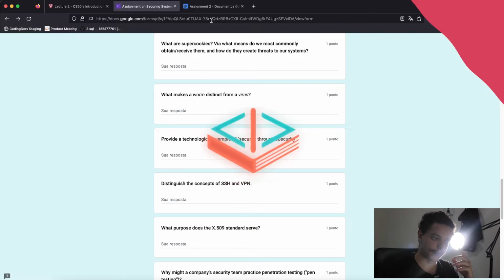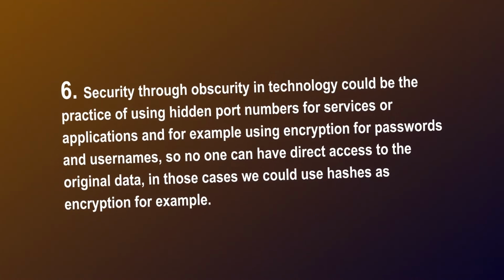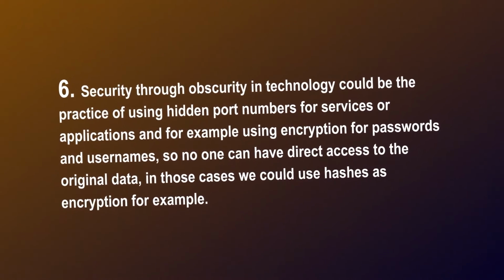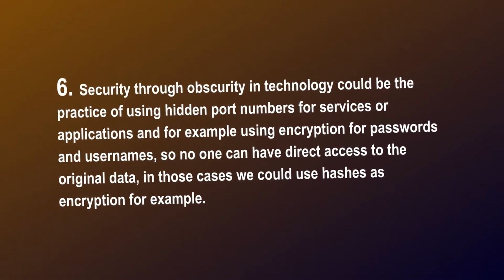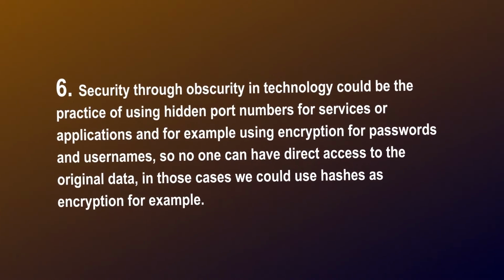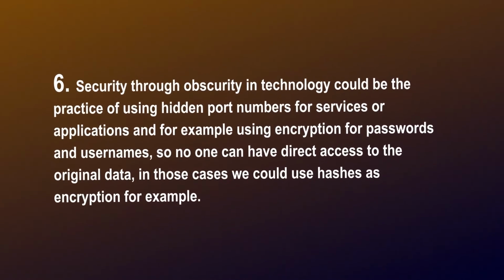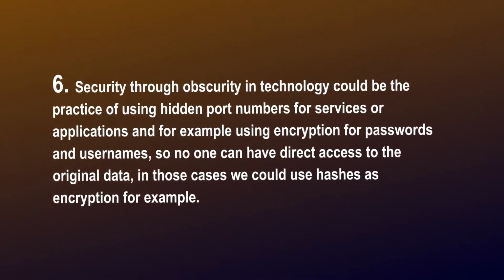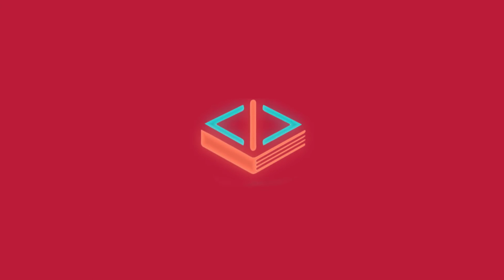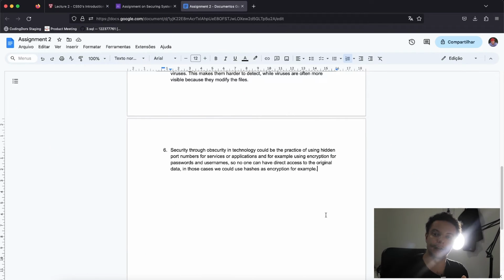So a good answer for this question could be: security through obscurity in technology could be a practice of using hidden port numbers for services or applications, and for example using encryption for passwords and usernames, so no one can have direct access to the original data. In those cases, we could use hashes as encryption, or even ciphers that we saw as well. So this is a pretty good example of hiding the data that is going to be in the traffic. If the traffic is intercepted by an attacker, he will not see any data that makes sense or that he can use directly with bad intentions.